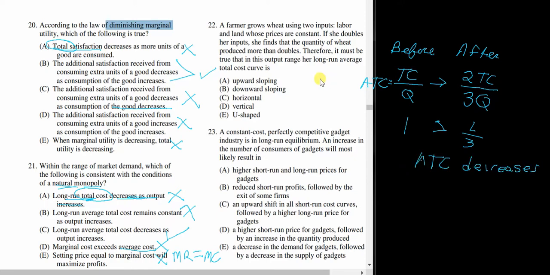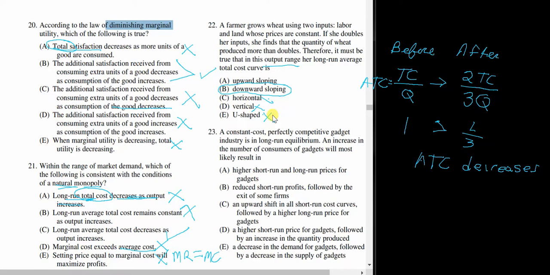All right, so let's take a look at the choices. Upward sloping would mean that the average total cost increased. Downward sloping means that the average total cost curve is decreasing, and that is correct. And if it's downward sloping, it cannot be horizontal, it cannot be vertical, and it could be U-shaped, but we don't know that. We just know that it's downward sloping in this output range. If it's U-shaped, it would be outside of the range, because we don't know about that, so that can't be the answer either. Okay, number 23.